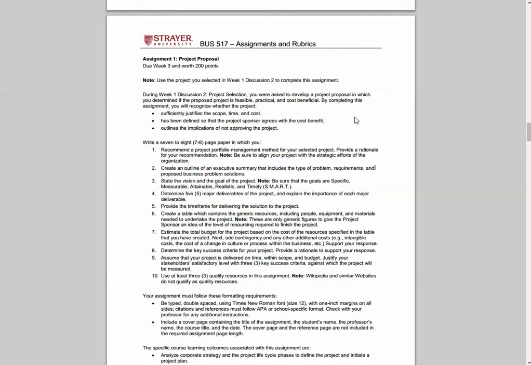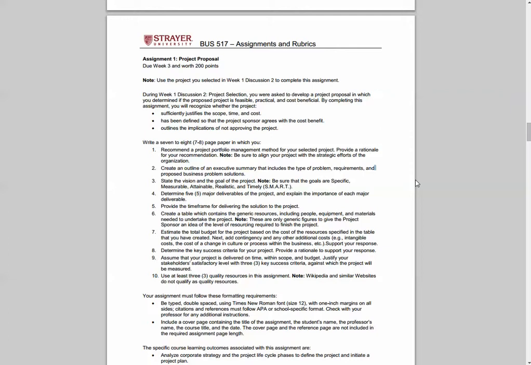You're going to justify the scope, time, and cost, defined sufficiently so the sponsor agrees with the cost benefit, and outline the implications of not approving the project. So keep in mind that if you're making a proposal, you've only done limited work to be able to answer questions 1 through 10 fully.